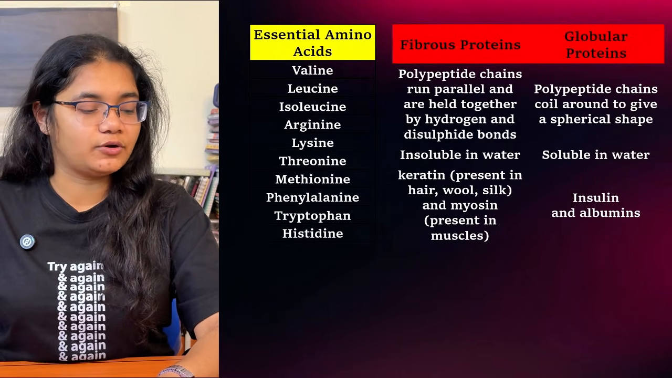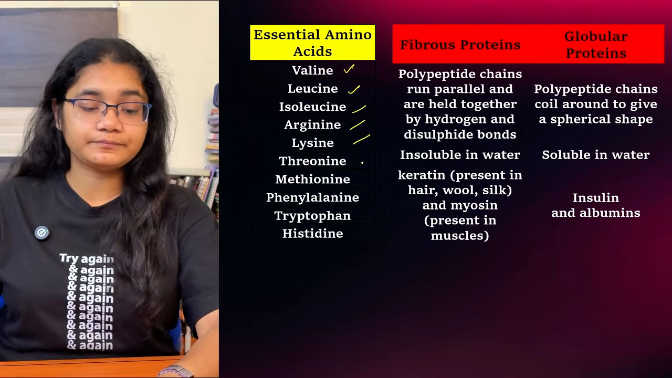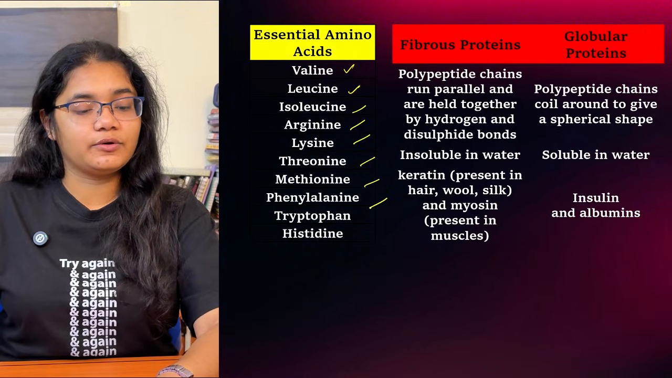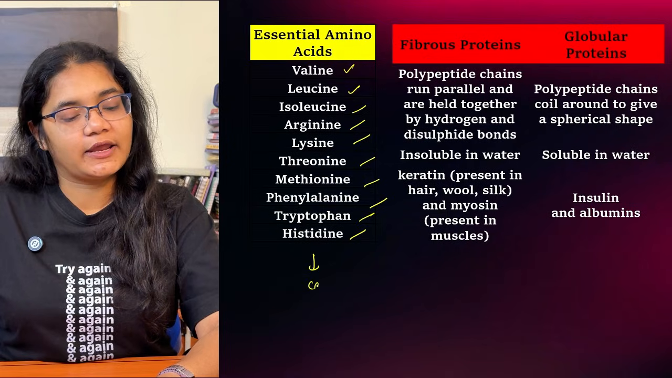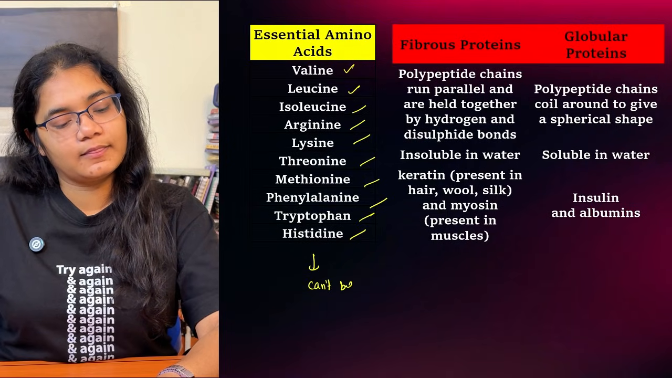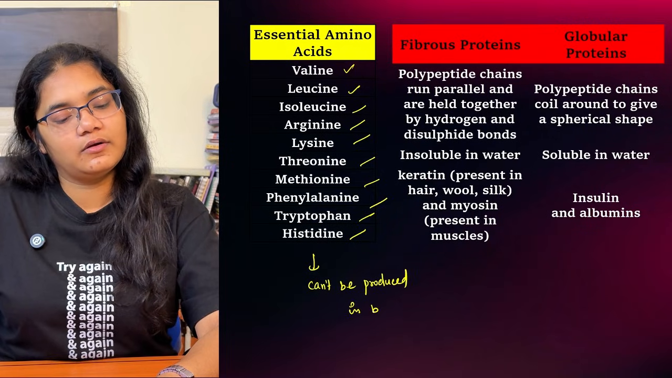Next, there are proteins. We'll talk about essential and non-essential amino acids. So we have valine, leucine, isoleucine, arginine, lysine, threonine, methionine, phenylalanine, tryptophan, and histidine. These are essential amino acids, meaning they cannot be produced in the body, right? Cannot be produced in the body.